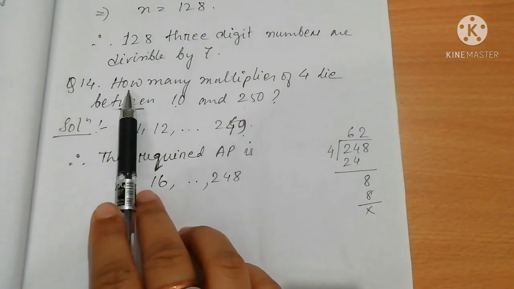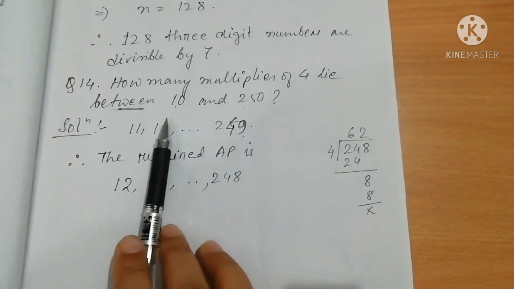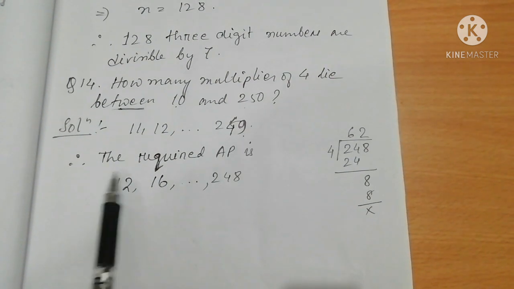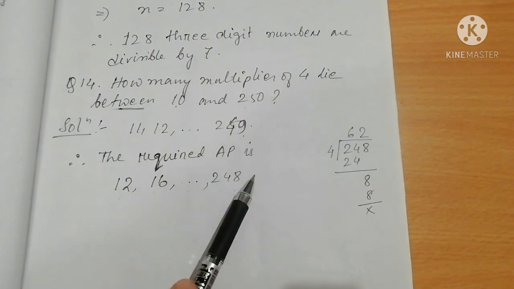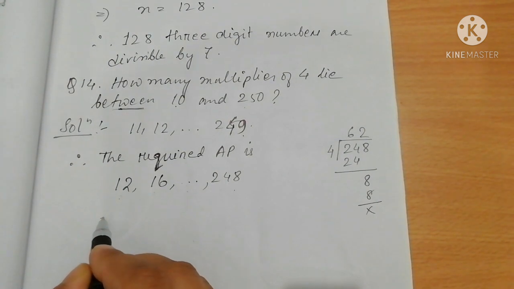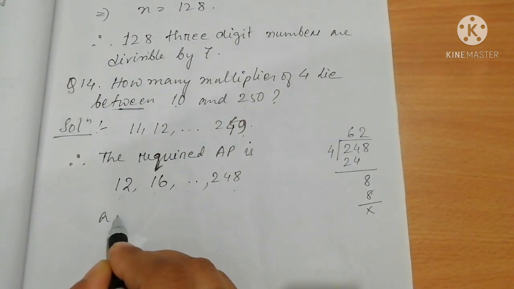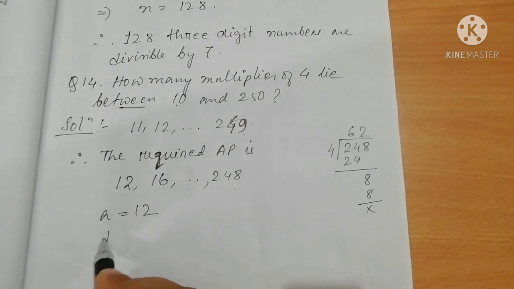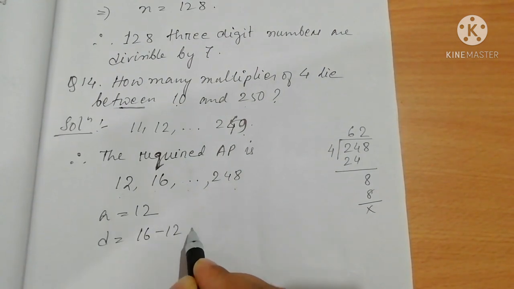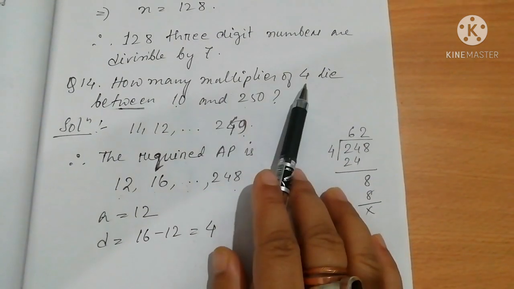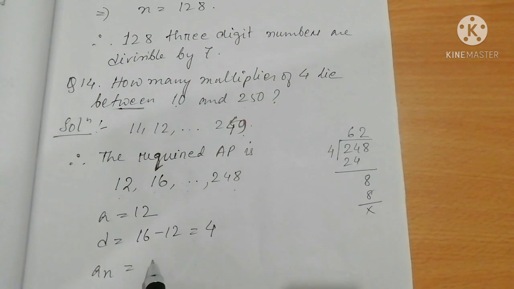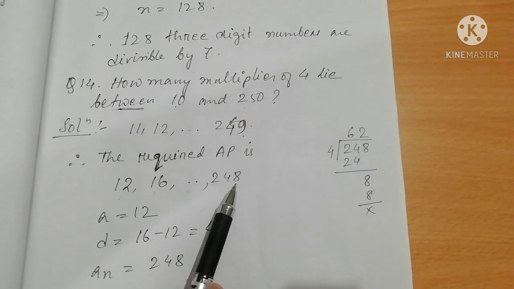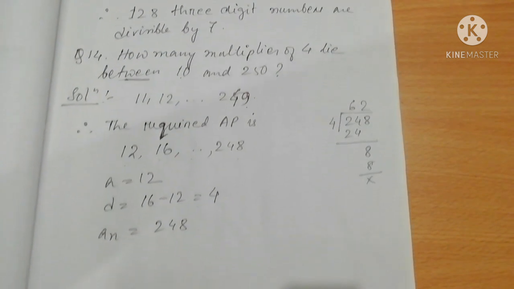But in the question we need to find out how many multiples of 4 are there between 10 and 250. That means we need to find the number of terms in this AP. So the number of terms means your n. Let us write whatever is given here. A is given as 12. D is 16 minus 12, which is equal to 4. And from the question also we know the difference is 4. An is given as 248.